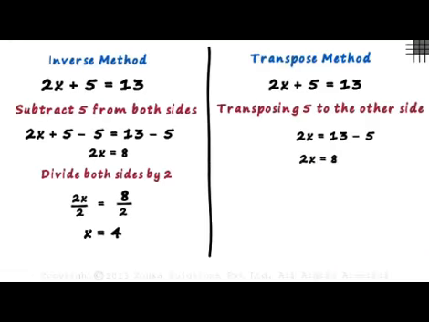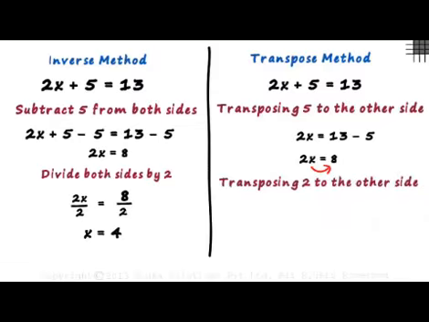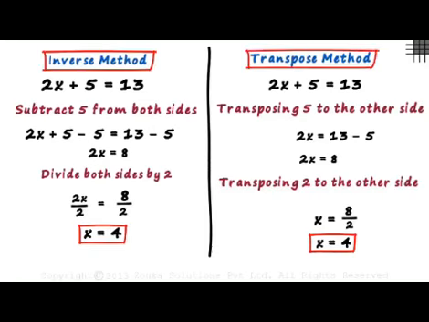The next step should be to eliminate 2 from the left-hand side. Since 2 is multiplied with x on the left-hand side, we transpose it to the right-hand side and divide 8 by 2. So we get x equal to 8 by 2. That gives us the value of x as 4. We can see that we get the same answer using both the methods. The transpose method is actually the same as the inverse operations method.